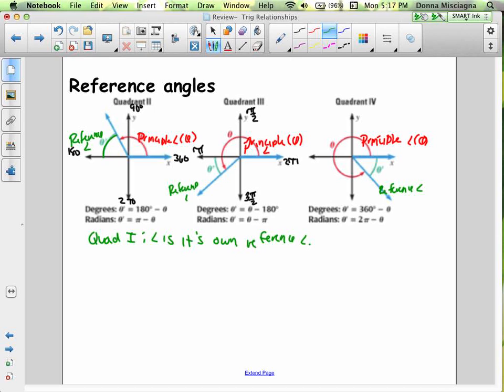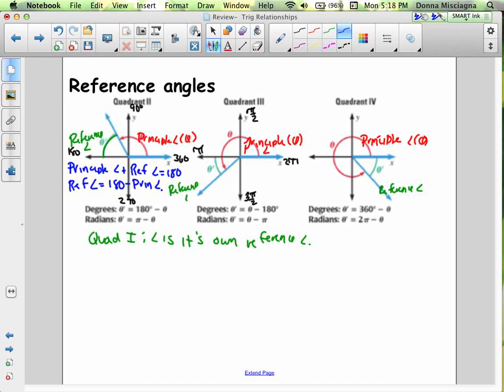How do we get that value? We take our principal angle and subtract it from 180, because together the principal angle plus the reference angle equals 180. So to find the reference angle, it's just 180 minus the principal angle. And this is in your notes.